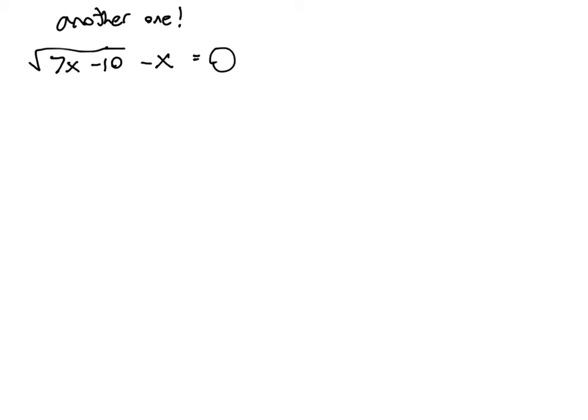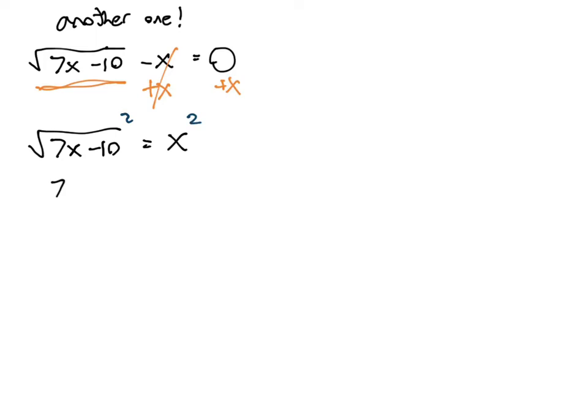So first thing we want to do is get the square root part of this equation by itself. And we can do that if we add this variable x over to the other side of our equal sign. So now we have the square root of 7x minus 10 is equal to x. Now we can get rid of the square root by squaring both sides of our equation. And we have 7x minus 10 equals x squared. When we squared that square root, those two things canceled out and we just had the terms that were left underneath.